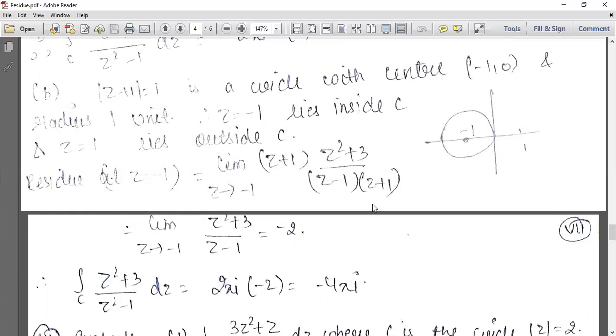So z plus 1 will get cancelled and I will be left with limit z approaching to minus 1, z square plus 3 divided by z minus 1. Again, just replace z with minus 1 and I will have my residue as minus 2. So integral will be 2 pi iota sum of residue. So there is only one residue, which is minus 2. So my final answer will be minus 4 pi iota.